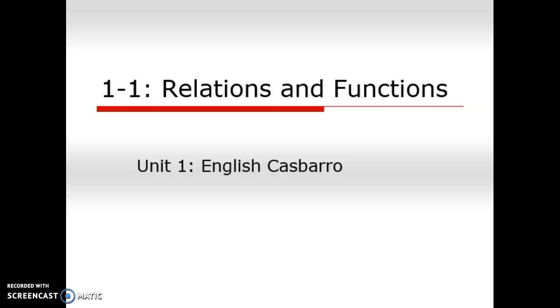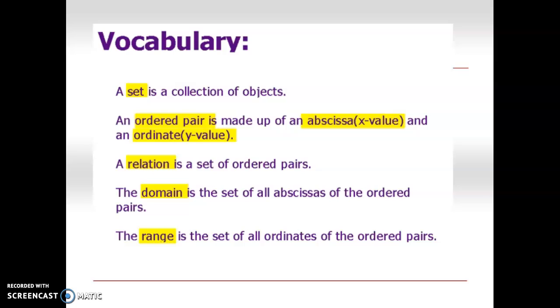The first module. This is section 1, and we're talking about relations and functions. So first things first, you need to understand what the vocabulary is here. A set is a collection of objects. An ordered pair is made up of an x value and a y value. The x value is called an abscissa, and the y value is called an ordinate. It's not used very often, but every now and then it is.